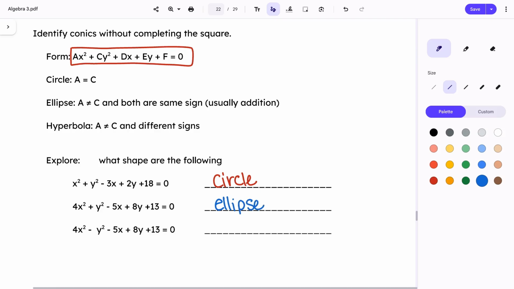So then the last one there, let's see if it follows our rule for the hyperbola. The rule for the hyperbola, again, is that the a and the c are not equal, which they're not. I have a 4 and I have a -1, and they're also opposite signs, which is true. The 4 is positive, the -1 is negative. So this would be an example of a hyperbola. So without graphing, without completing the square, without rearranging the equations at all, I should be able to use those rules to let me know what exactly I would be graphing if I had to.